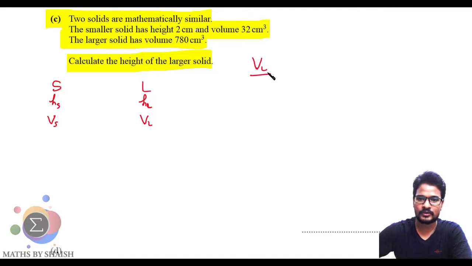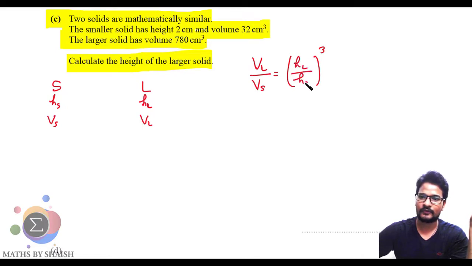And then we will take the ratio of the volume of larger solid over volume of smaller solid. It is always going to be the same as the cube of the ratio of corresponding lengths, that is height in this case. So H of L over H of S. And here V of L, that is the larger volume, is 780. Volume of smaller solid is 32.